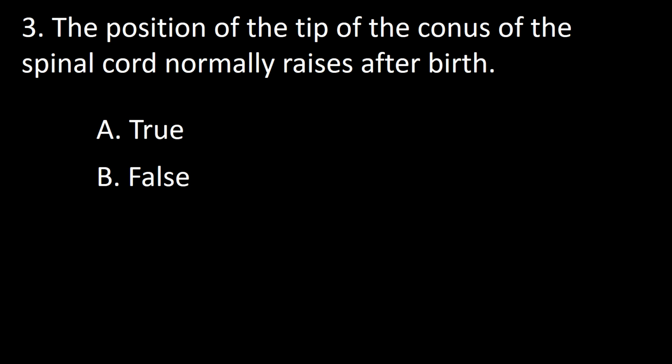Next question. The position of the tip of the conus of the spinal cord normally rises after birth. A, true. B, false. The tip of the spinal conus in adults is at about the level of the first lumbar vertebra, as represented in this frame. The broken line in this figure represents the level of the coccygeal bones. The blue line just added represents the filum terminale.